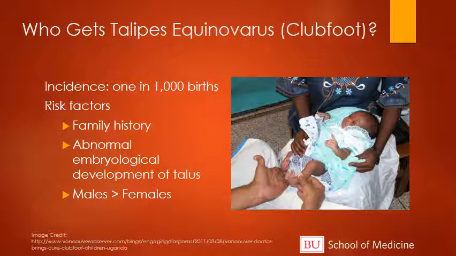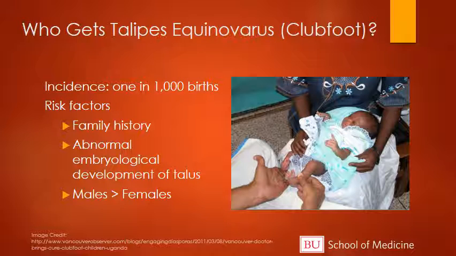We will continue our exam moving down the lower extremity to the lower leg and foot. The next deformity is talipes equinovarus, or clubfoot. Now, who gets clubfoot? The incidence is reported to be roughly 1 in 1,000 live births. Now, this condition is multifactorial, and the precise cause is not well understood.